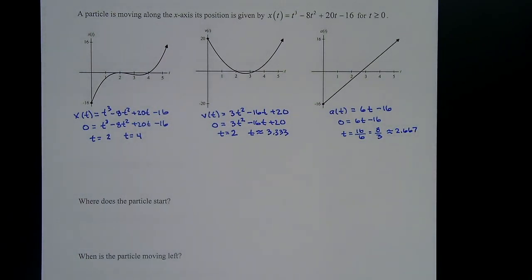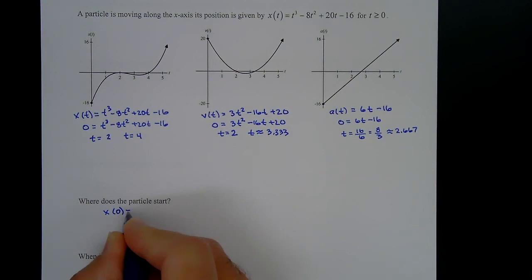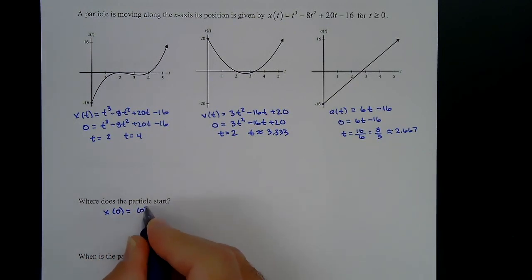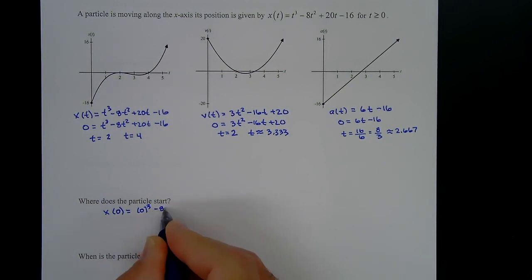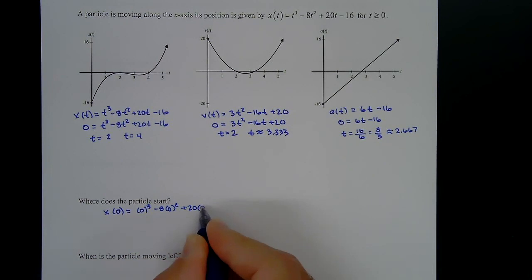Okay. So the very first question is this: where does the particle start? Well, where it starts would be time equals 0. Okay, so that would be x of 0. That's what we need to find, x of 0. And so x of 0 would be 0 cubed minus 8 times 0 squared plus 20 times 0 minus 16.